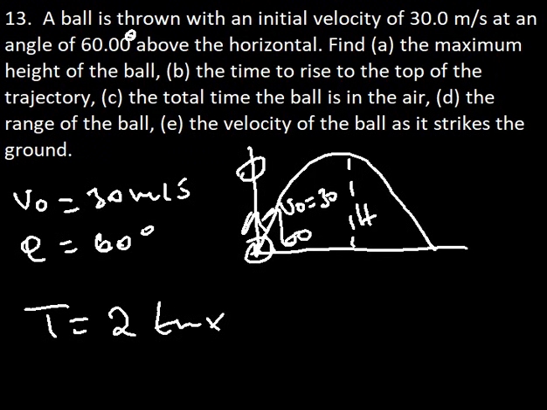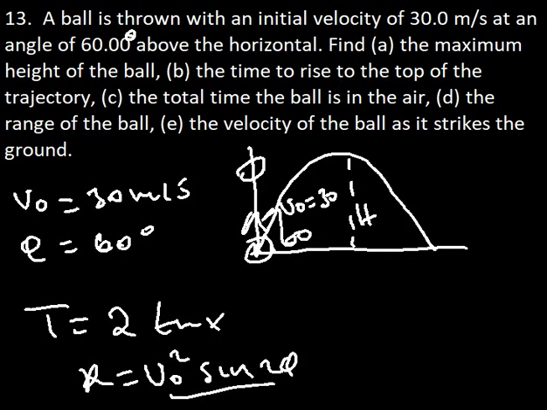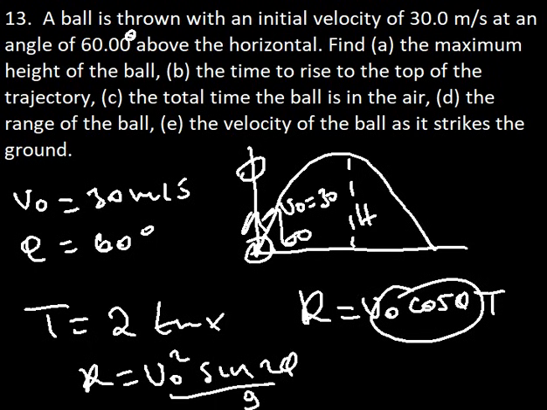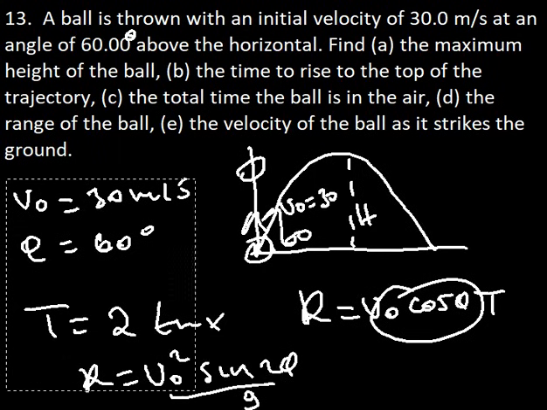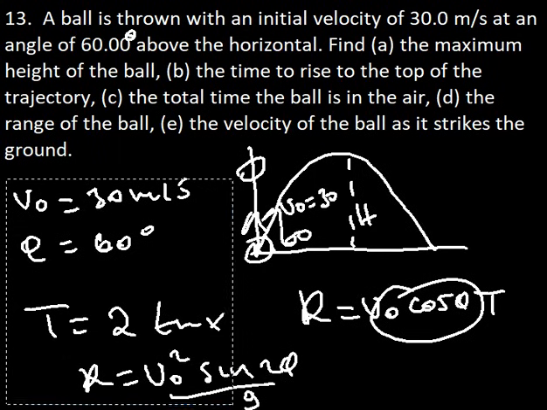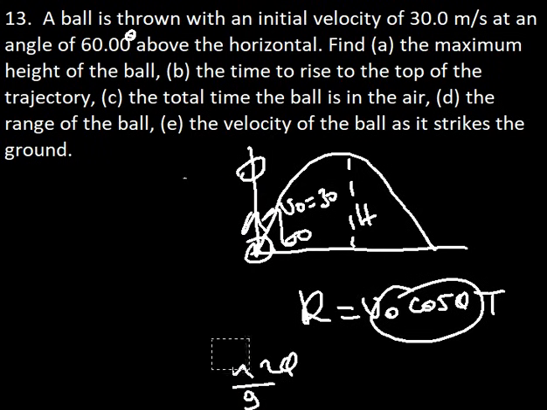And the D says we should have the range. What is the formula for range? Range is given as v naught square sin 2 theta over g. That is the range. In the basic way, we can also have the range being given as v naught cos theta times the t total. We can also have it in the same way like that. And the question part E says that we should have the velocity of the ball as it strikes the ground. So what is that one?